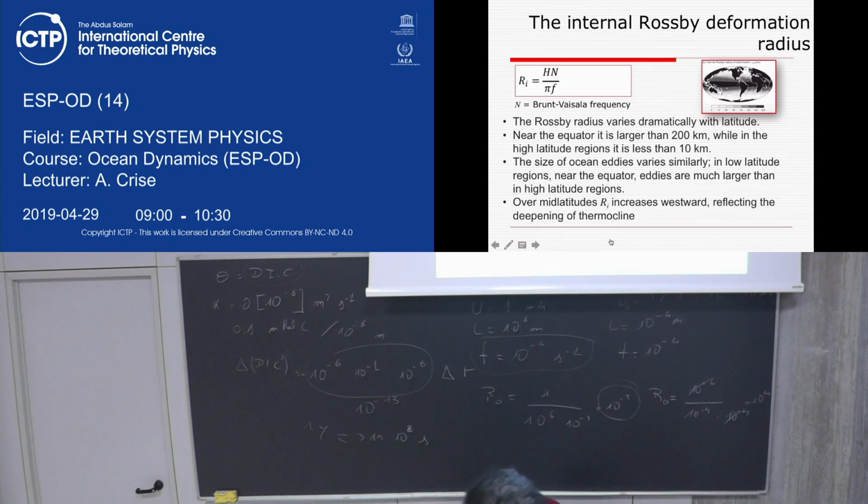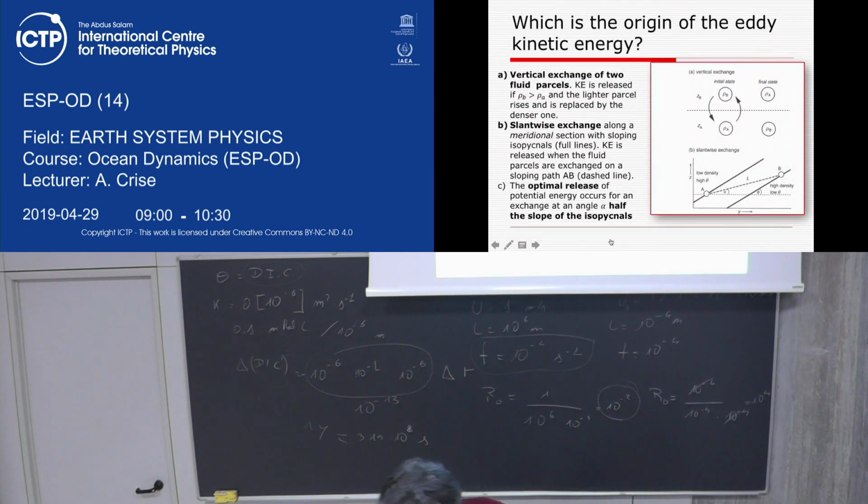But I told you that the general belief is that the eddies are not generated directly by the external forcing, but which is the origin of the eddy, which is quite a good point.